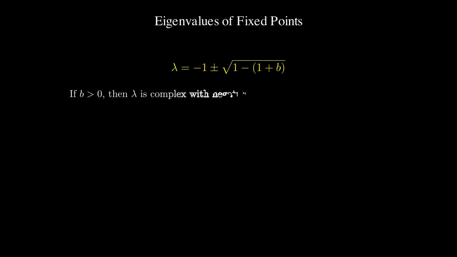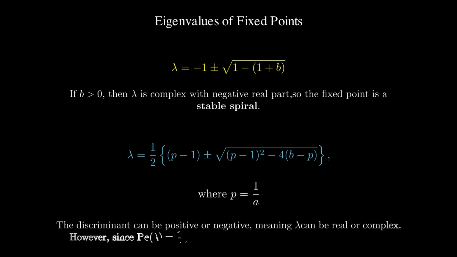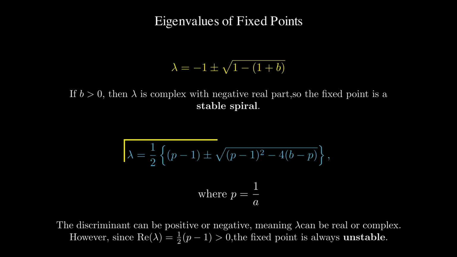For J1, if B is more than 0, then lambda is complex with negative real part. So the fixed point is a stable spiral. For J2, the discriminant can be positive or negative, meaning that lambda can be real or complex. However, since the real part of lambda, equal to 1/2 of (P minus 1), is bigger than 0, the fixed point will always be unstable.